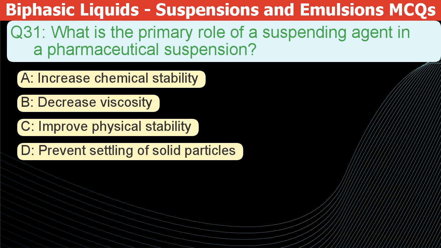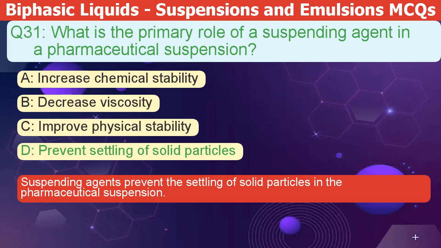What is the primary role of a suspending agent in a pharmaceutical suspension? A. Increase chemical stability. B. Decrease viscosity. C. Improve physical stability. D. Prevent settling of solid particles. The correct answer is D. Suspending agents prevent the settling of solid particles in the pharmaceutical suspension.